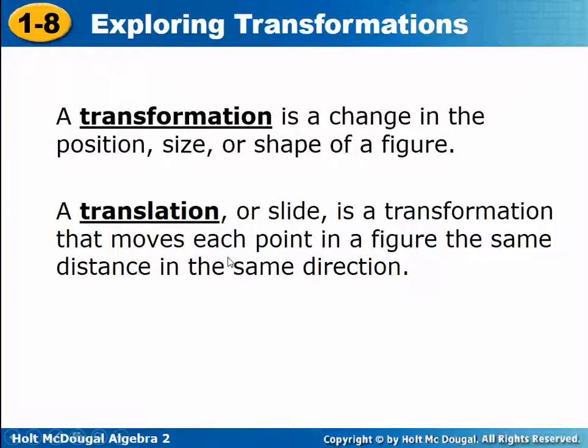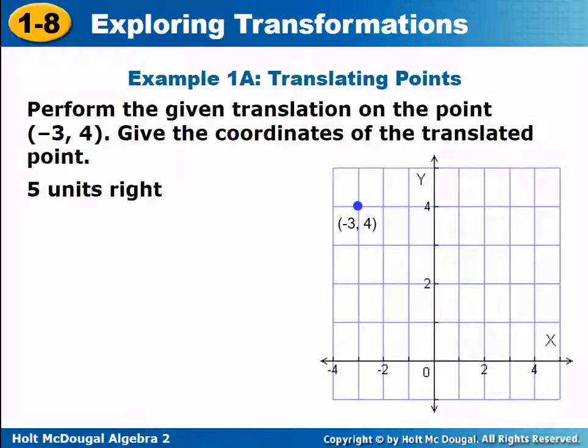A transformation is a change in the position, size, or shape of a figure. One type of transformation is a translation, and we already learned about that. That's a slide that moves each point in the figure the same distance, the same direction. It's just moving from one place to another. That's a translation. We start this section with a review of translations.